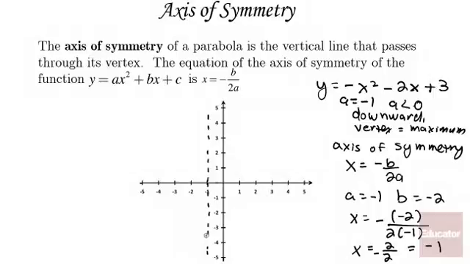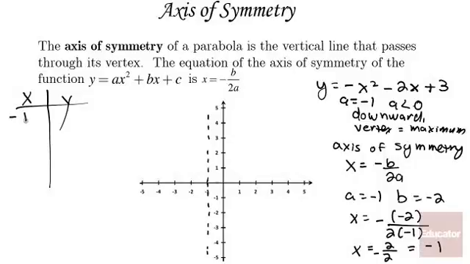Now let's talk about why this is helpful. I'm going to find a few points, look at the graph, and talk about what is the point of finding the axis of symmetry and how can it help us in graphing. Finding some x and y values.